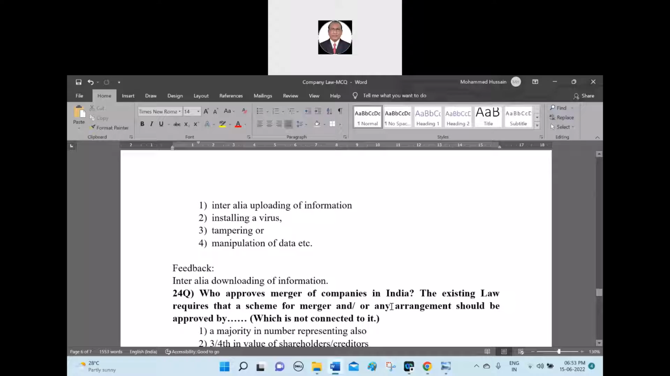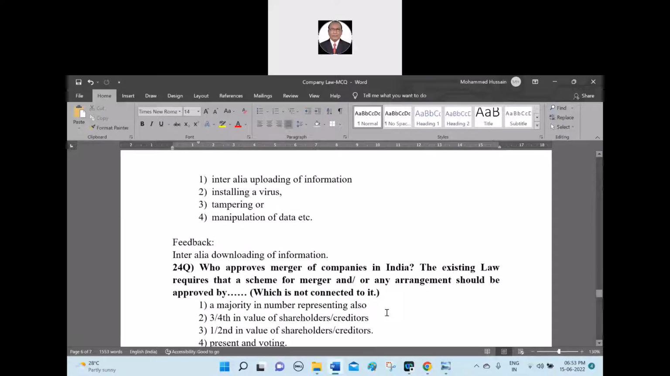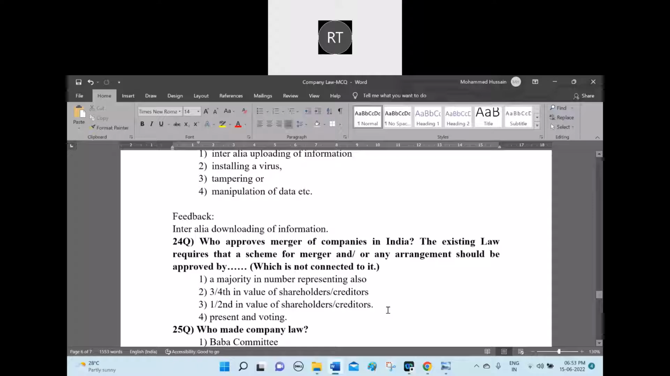Sir, even that is also wrong, sir. Either uploading or downloading, both are. You cannot trace out who uploaded the information. Pornography is there, but till today nobody has found who is uploading the pornography. Okay, sir. So inter alia downloading the information is the relevant factor.